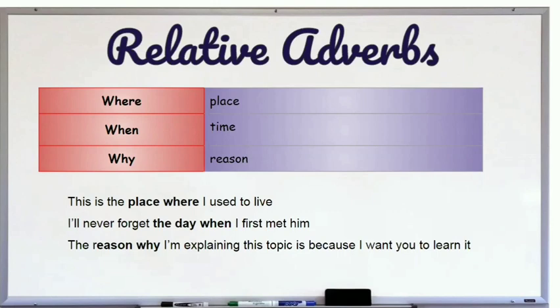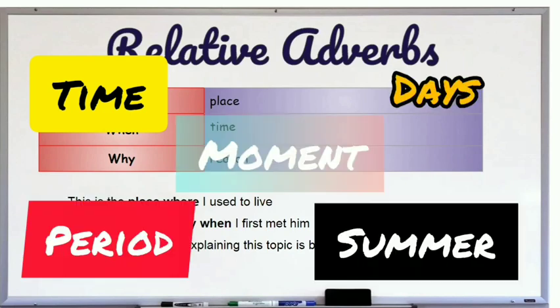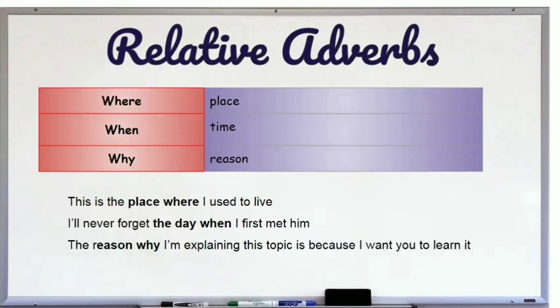Let's analyze the second example, when. When is used to refer to time, usually after nouns like time, period, moment, day, summer, and so on. It can be either replaced by that or can be omitted. So you can say, I'll never forget the day when I first met him. In this case, when I first met him is modifying the day, not any day, but that day specifically. Or you can say, I never forget the day that, or you can omit this that, so it's okay too.